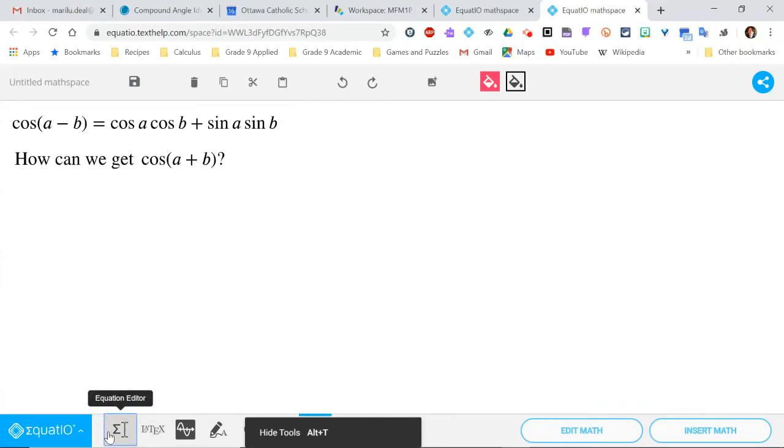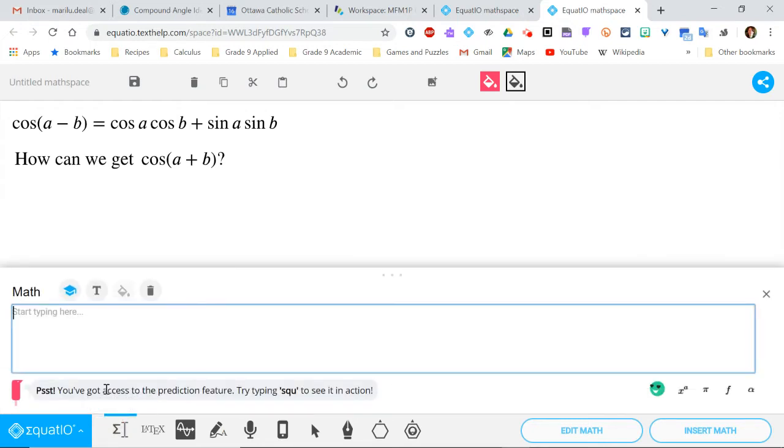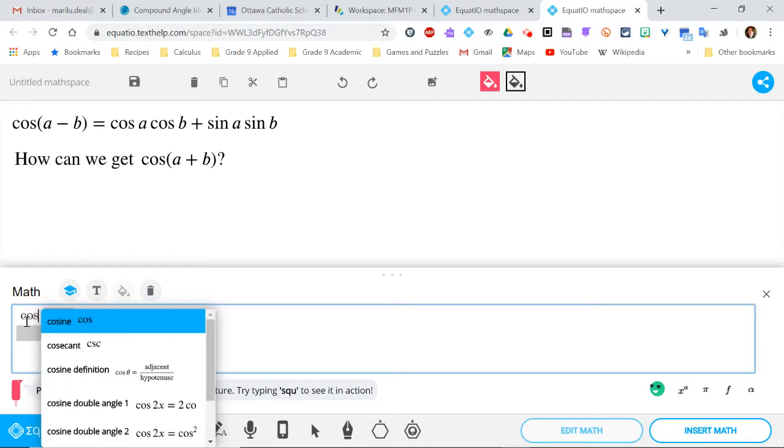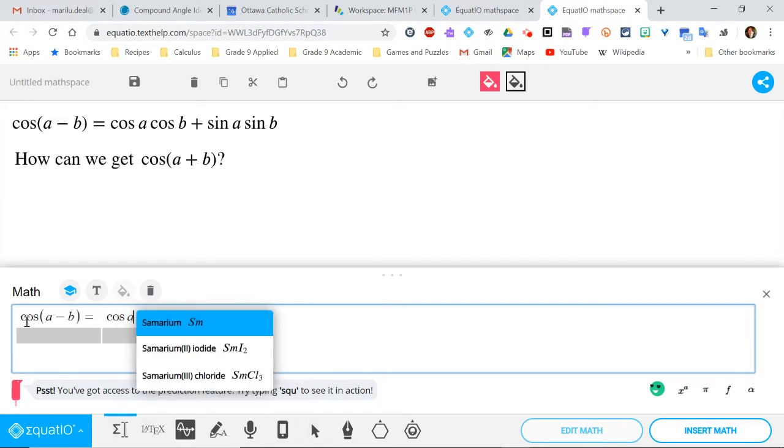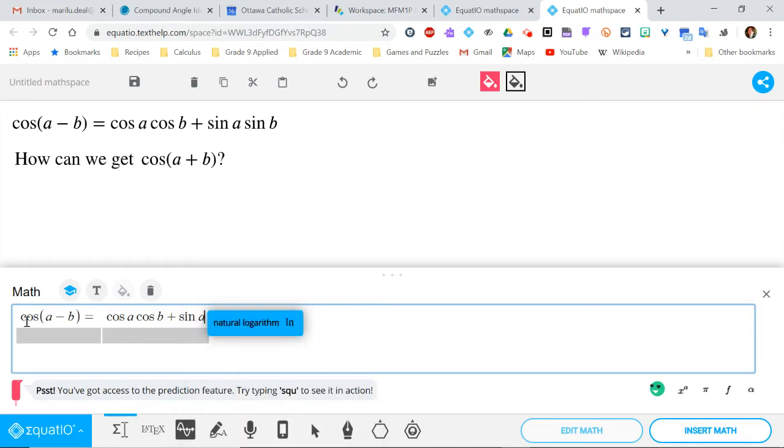We're going to look at how we can generate the addition cosine compound angle formula from the subtraction cosine compound angle formula. So I'm going to start by setting up my expressions here. I have a left side and a right side. I'm going to start by writing our subtraction compound angle formula: cos B plus sine A sine B.